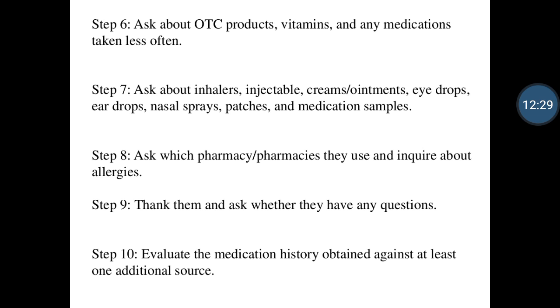Then step 10: evaluate the medication history obtained against at least one additional source. Evaluate means you should verify this medication history. Verification can take place through the patient's relatives, the parents of the patient, or any close friend of the patient. They can evaluate the information given by the patient and verify it, and they give assurance about the 100% accuracy of the medicine information.